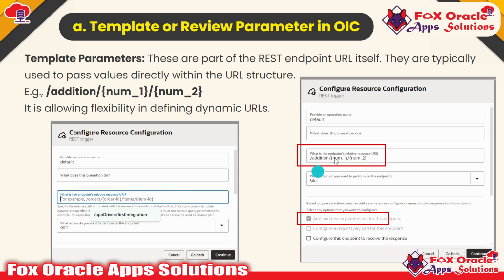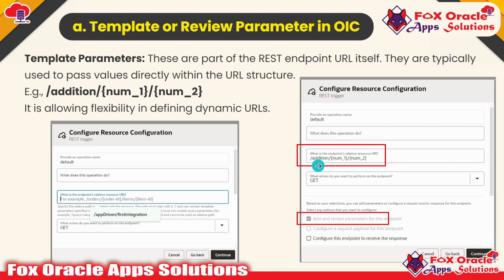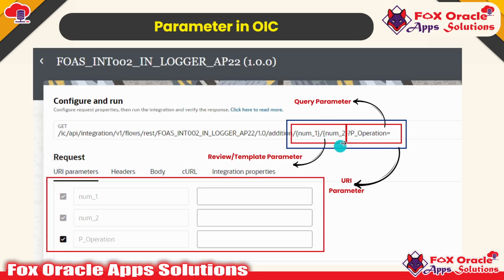Okay. So here you can see this is the endpoint. We have to provide the endpoint name. After that, there is one point we skipped yesterday, where we just gave something like addition. Here it asks for the relative URL or the resource URL, and you can see these two values, num_1 and num_2, which we provided in curly braces. These are the same two values which are reflected here in the URL of the integration.